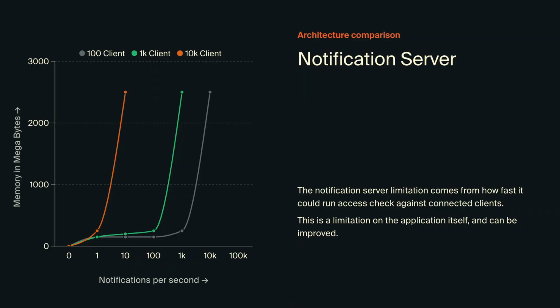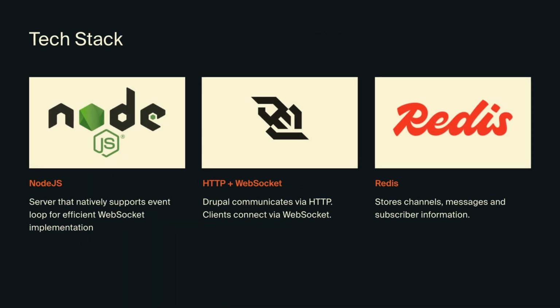So for 1K clients, I'm able to do 100 notifications per second, and the server is stable. 100 notifications per second would be 1 notification every 10 milliseconds. I don't think we have that use case. So that's pretty much it about the architecture and what it can do.